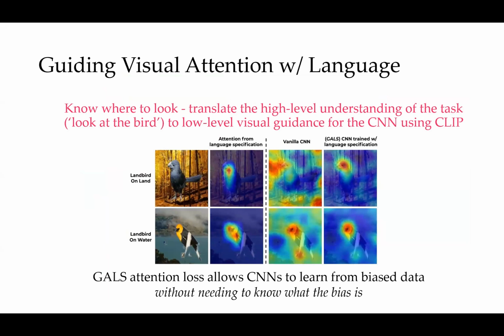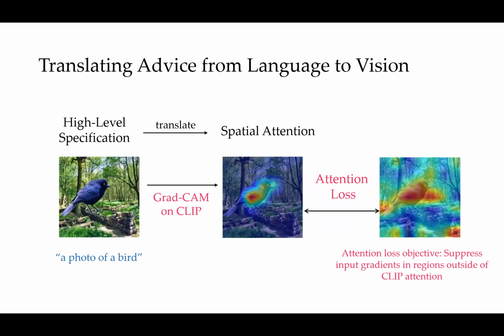So what we did in this first project that we're going to talk about, these 3 micro projects in the language advice section here, is the simple idea that we call GALS, guiding visual attention with language, which is just tell the model what you care about, enforce the model to pay attention to what you care about, and watch your generalization performance improve. And we do that using an attention loss and telling the model, literally pay attention to what the person told you to pay attention to.